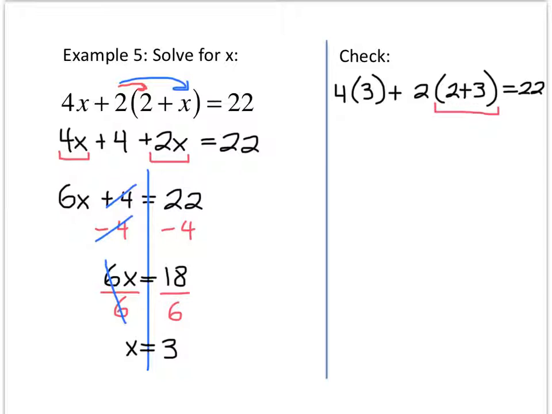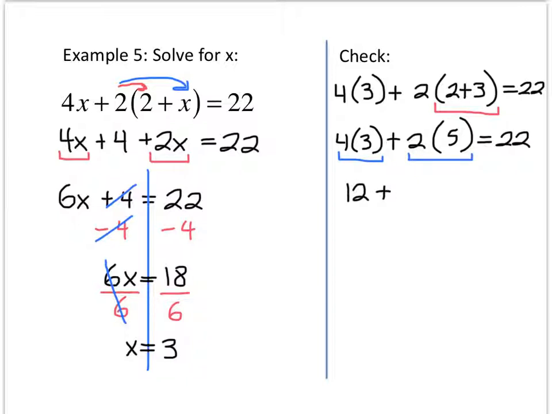So I can follow our order of operations now that we're simplifying. First thing I simplify is inside parentheses, so that gives me 4 times 3 plus 2, and that simplifies down to 5 when I add inside the parentheses. So parentheses are taken care of. There's no exponents. Now I can multiply and divide. And I see two multiplications right here: 4 times 3 and 2 times 5. And that leaves me with 12 plus 10 equal to 22, and I can confirm that 12 plus 10 is in fact 22. So I know I've done this correctly.